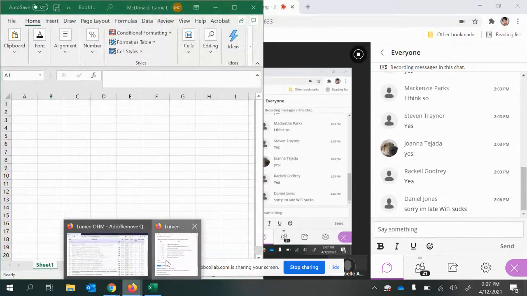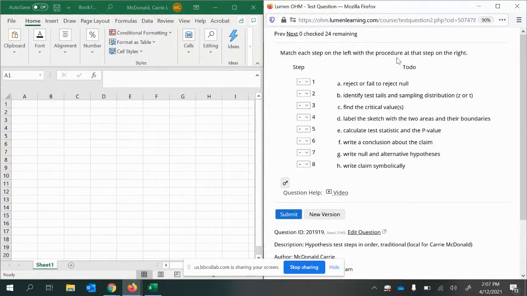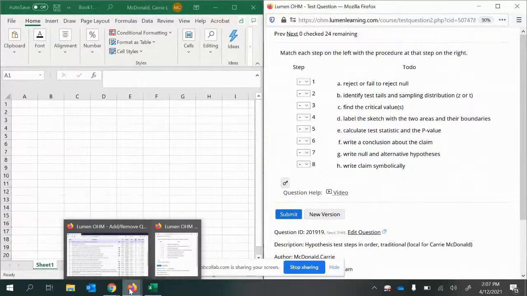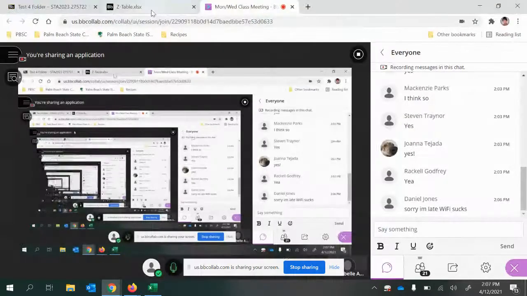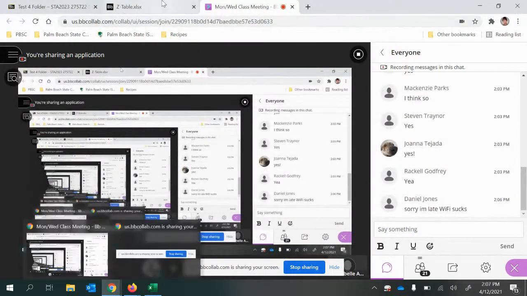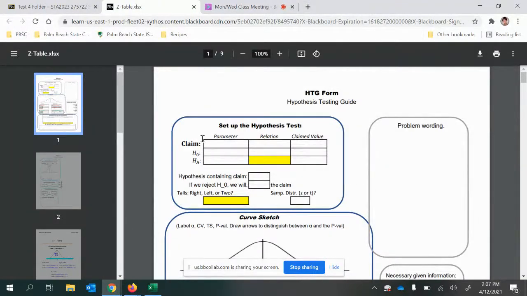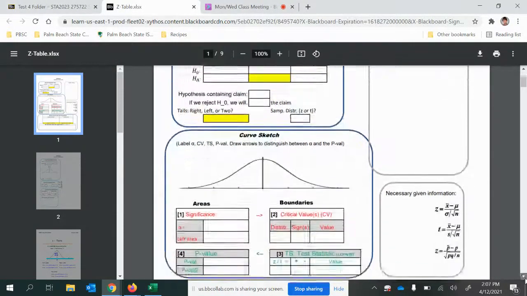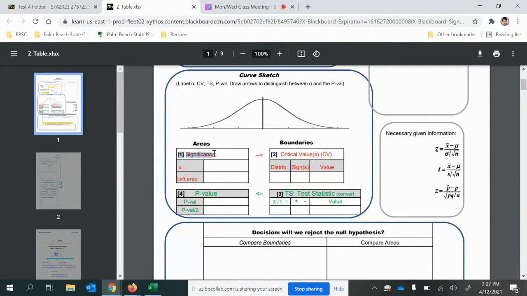Great. So now this says match each step on the left with the procedure at the step on the right. So I would like you guys to tell me what you think step one should be. And I encourage you to also open up that same reference if that might help you, because it is in order here. And you can kind of see it says claim, then hypotheses, tails of the test, sampling distribution. Then you go into doing your curve sketch, and your curve sketch involves, these are numbered, starting with your significance level, then going to your critical value boundary based on your significance level alpha.